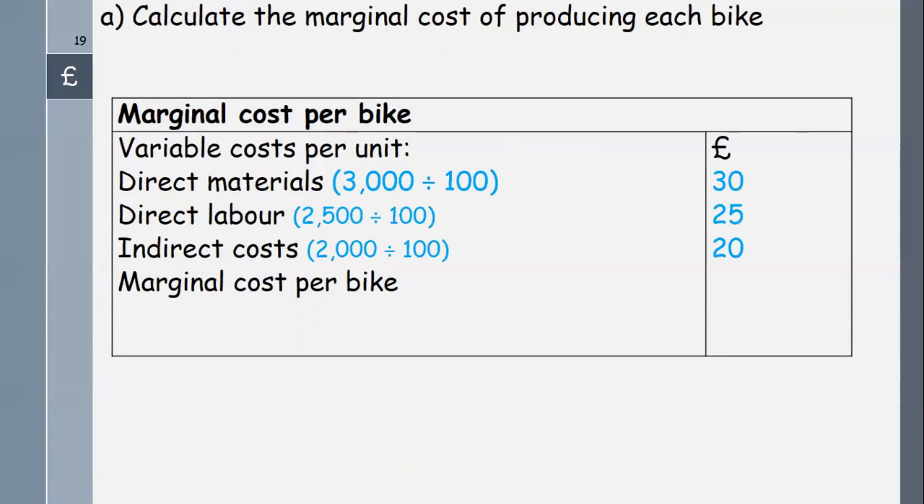Divide each of those costs by 100 to get £30 direct materials for each bike, £25 labor for each bike, and £20 indirect cost for each bike. Add them together, and we get £75 marginal cost per bike. So it costs £75 to make one extra bike.